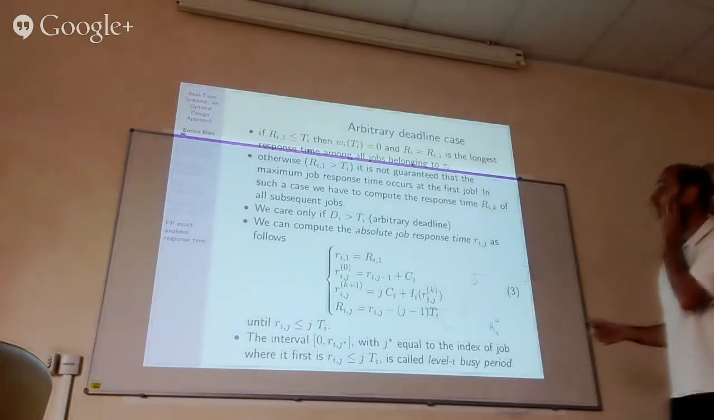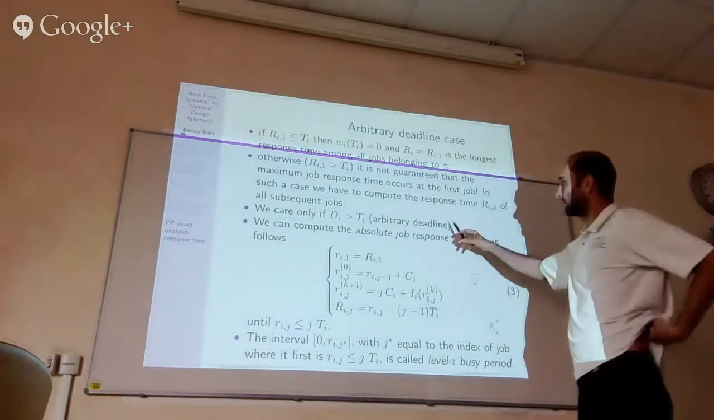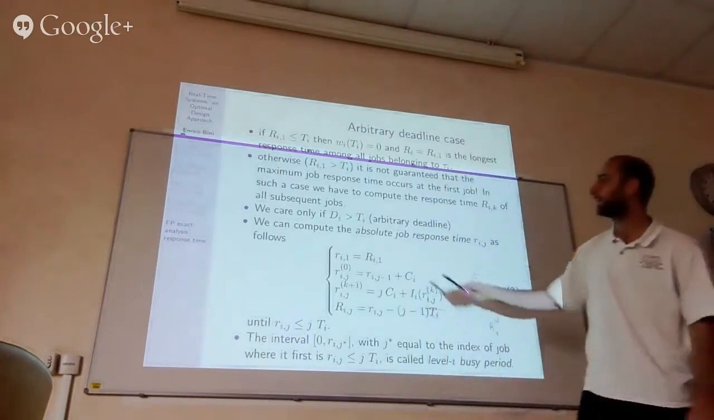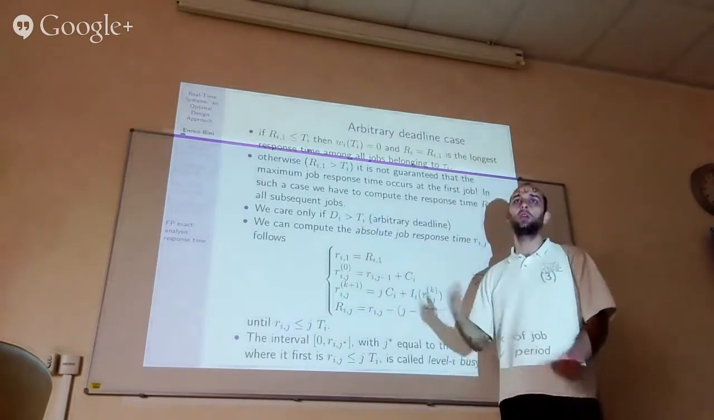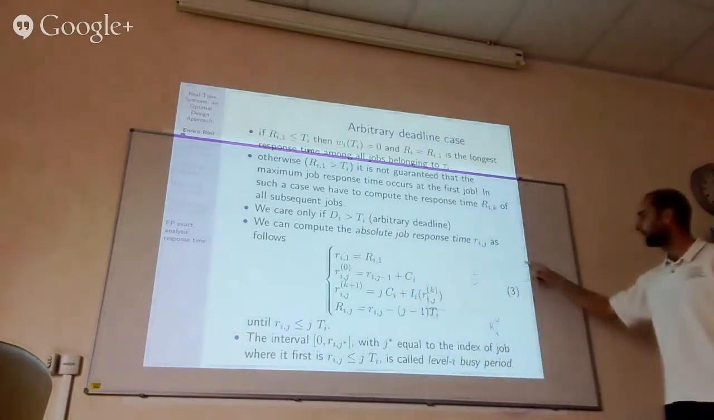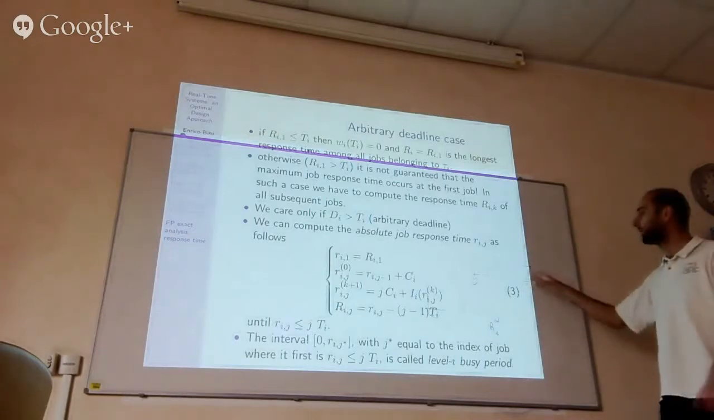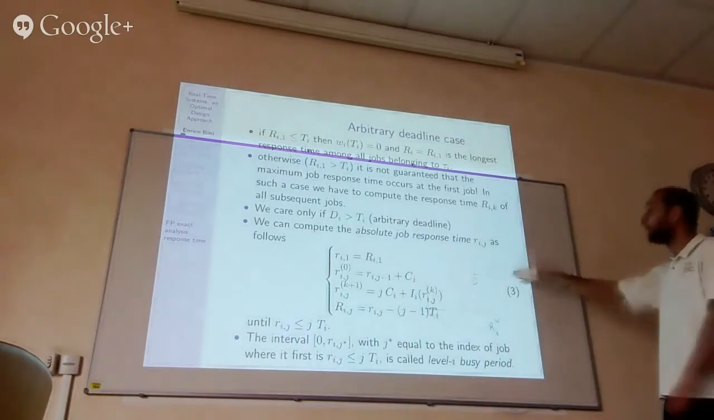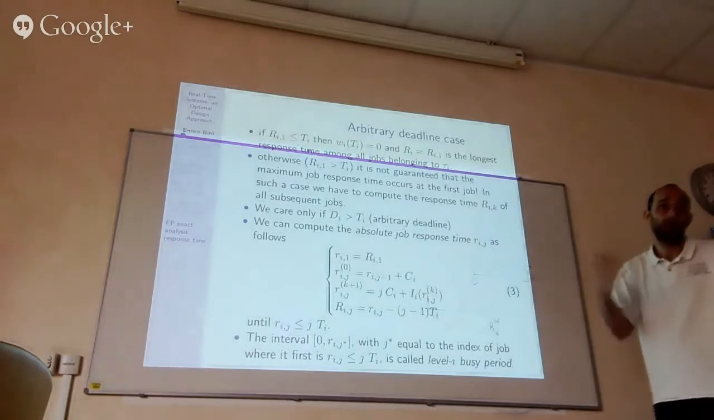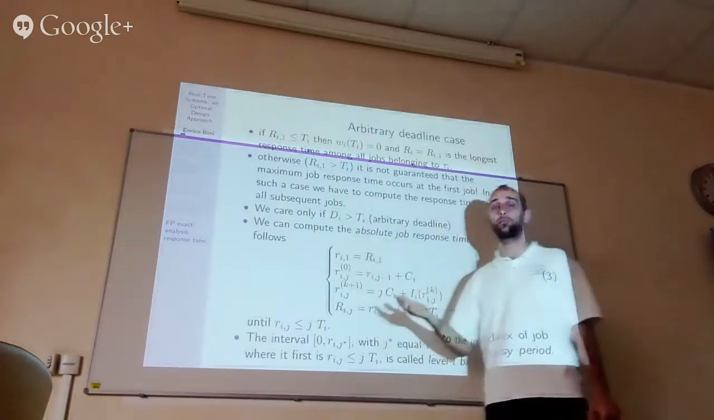Now, of course this is something that makes sense only if the deadline is larger than the period, because if the deadline is smaller than the period and the response time here has exceeded already the period, we have violated the deadline. So we don't need to compute the maximum response time among all jobs, because we found already one job with a response time larger than the deadline. Okay, so this computation makes sense only if you have arbitrary deadline.